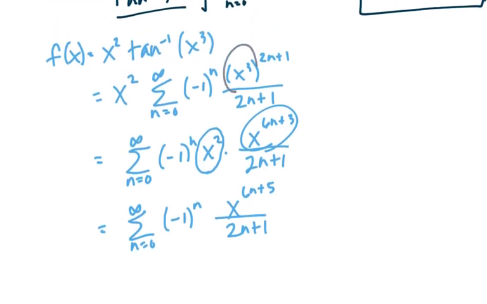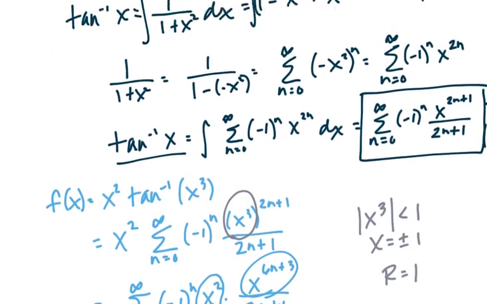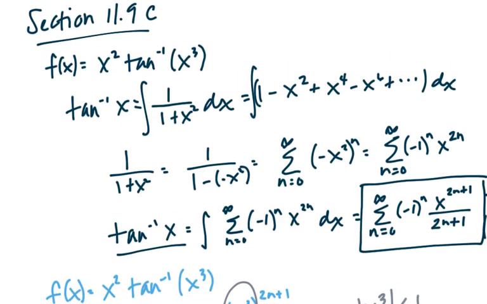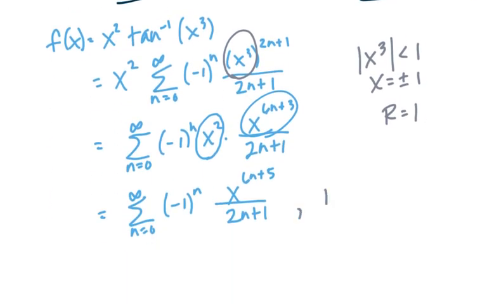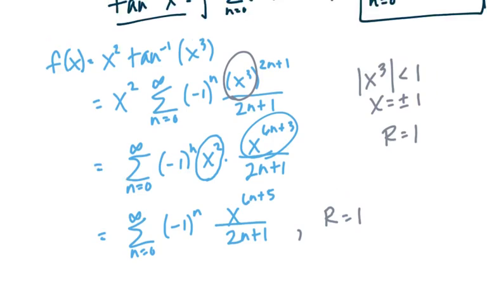So we're going to go right here and say we are geometric with the x to the third being repeated. So the absolute value of x to the third is less than 1. x equals plus and minus 1. So our radius of convergence is 1. It's 1 for the original series. We can come back to here. It's 1 for the original series. It's 1 for the final answer. So our radius of convergence is 1.